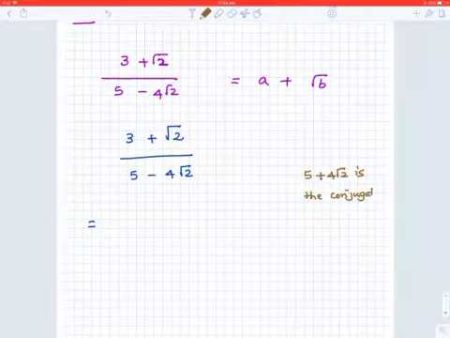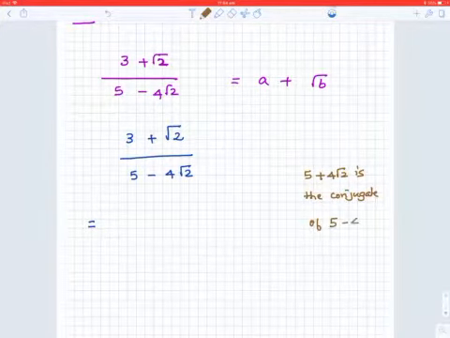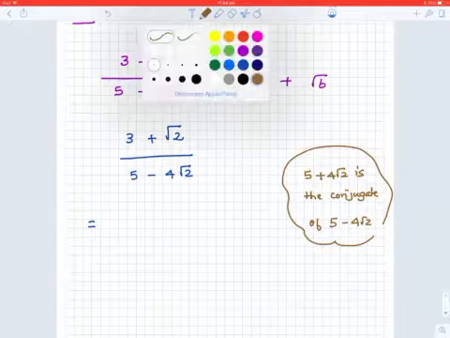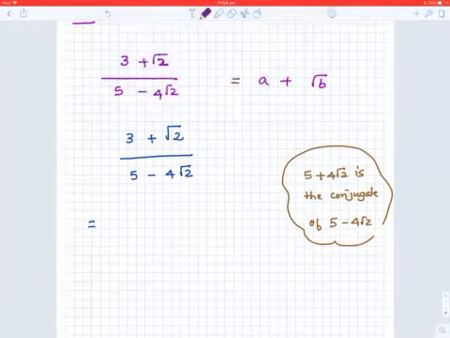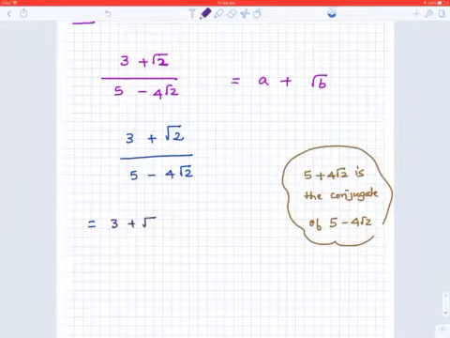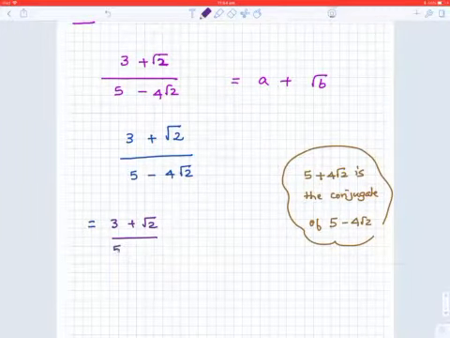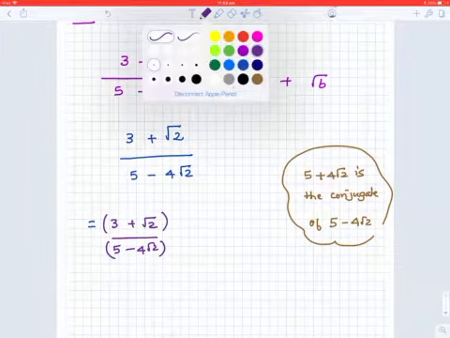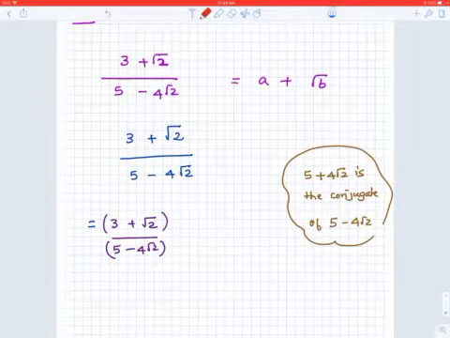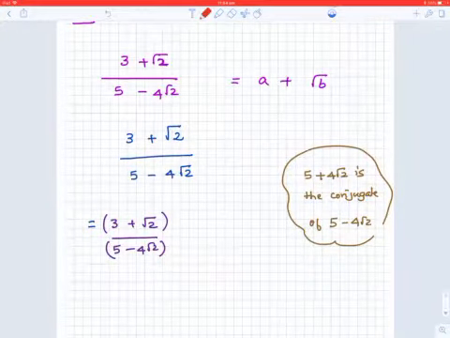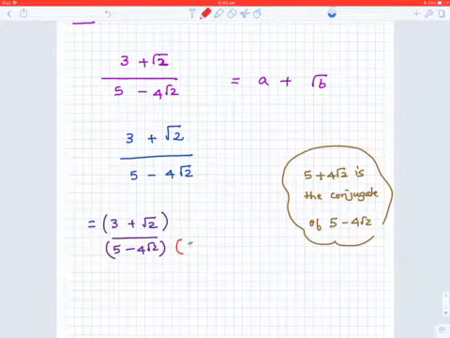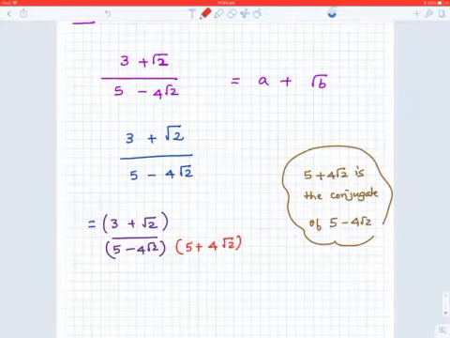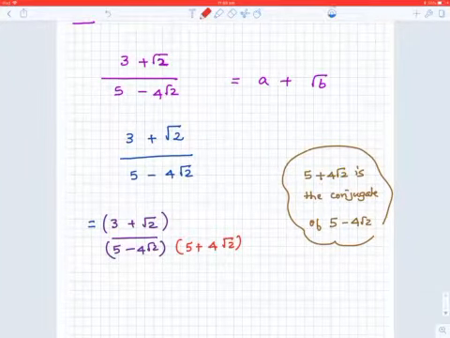5 plus 4 root 2 is the conjugate of 5 minus 4 root 2. So remember that theory. So what I'm going to do is write them again, and I'm going to multiply both. I write the question again. Now I'm going to multiply both numerator and denominator by the conjugate of 5 minus 4 root 2, which is 5 plus 4 root 2.